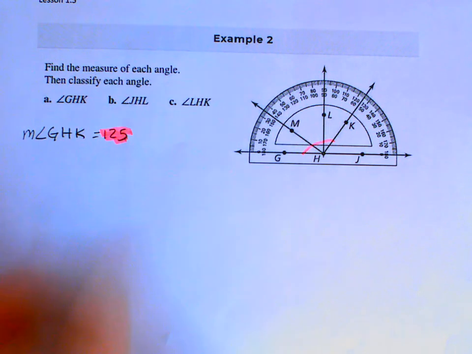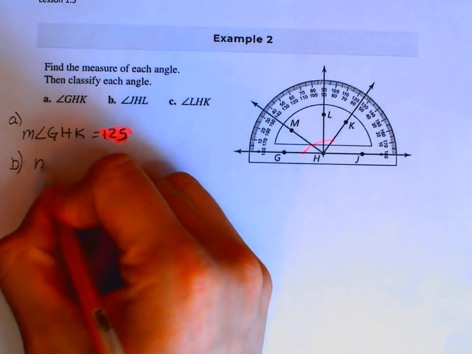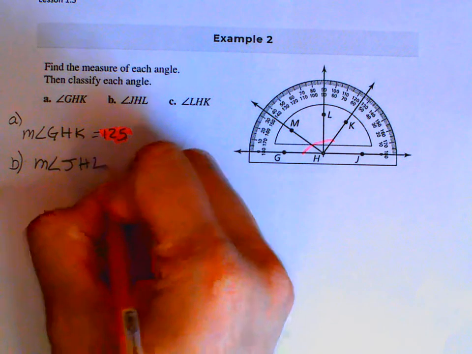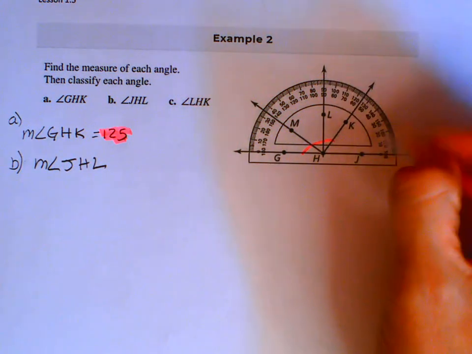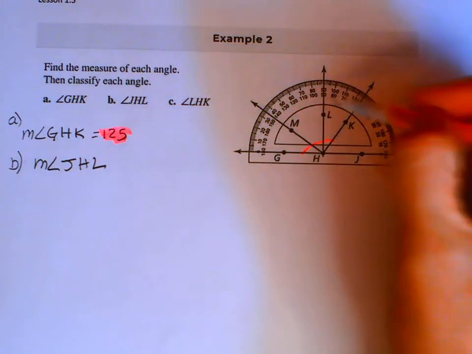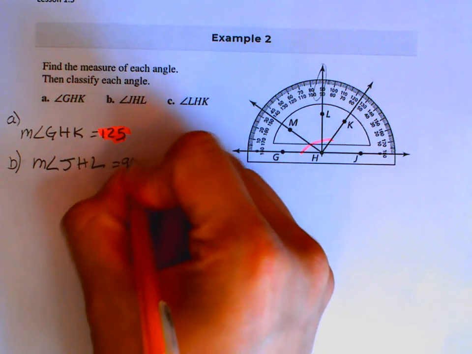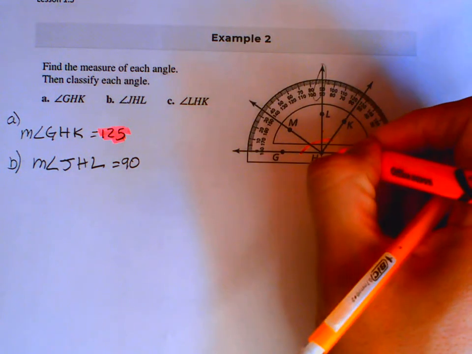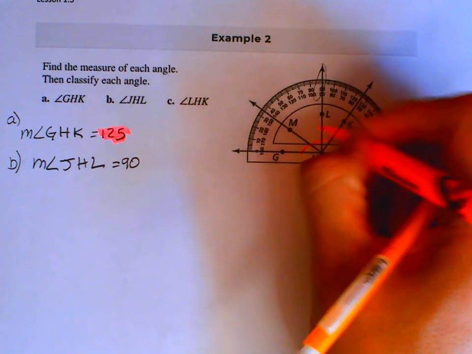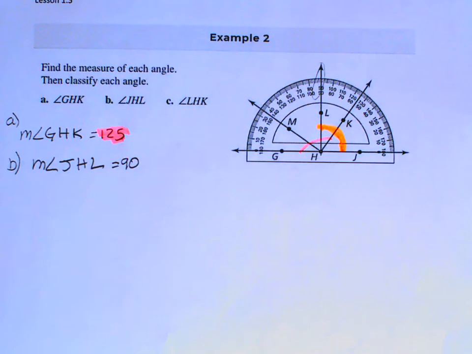That answers A. For B, we want the measure of angle JHL. It's facing left or right because it's right here at the 90 degrees, so that is equal to 90 degrees. JHL happens to be this angle, and it just so happens to be a right angle. So that's 90 degrees.